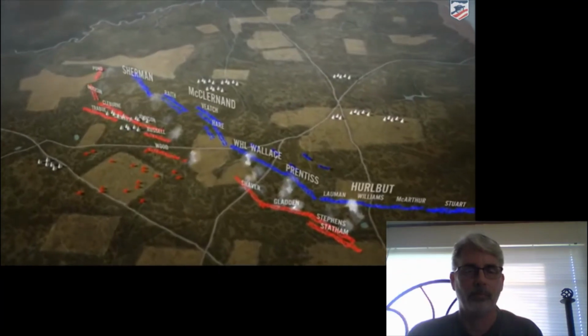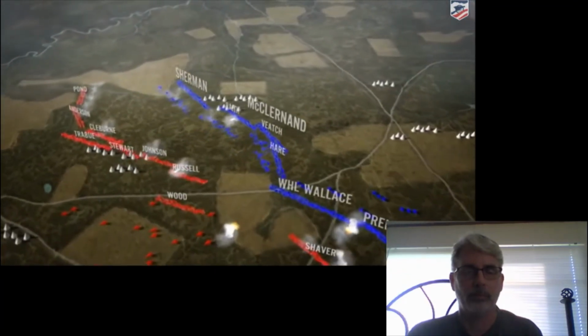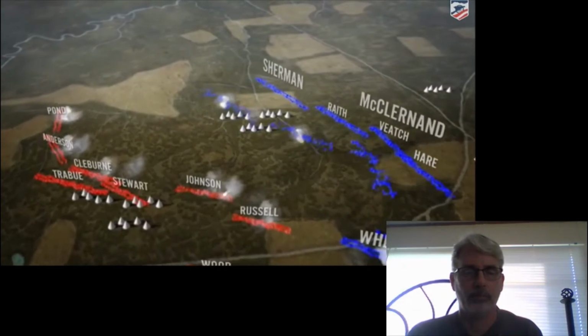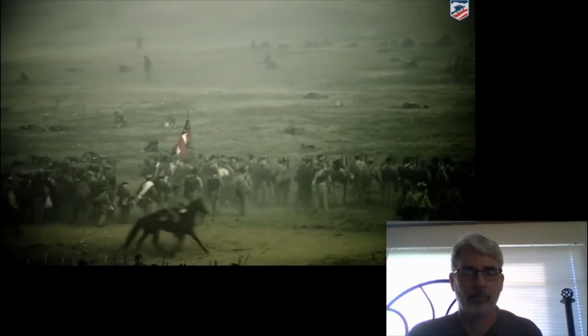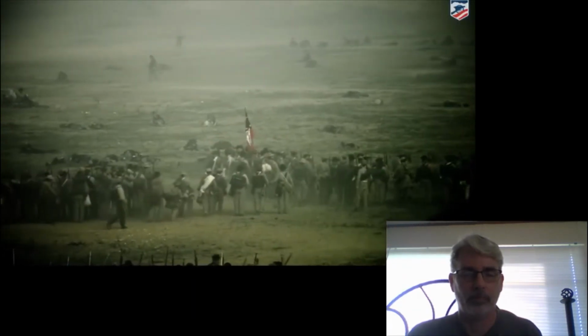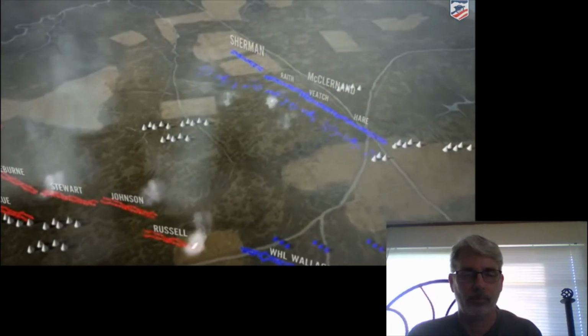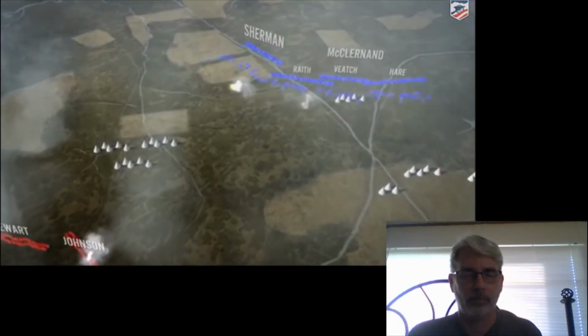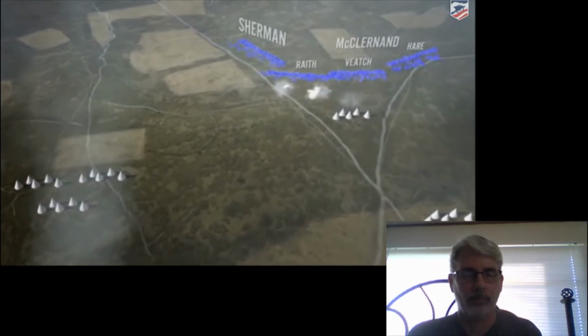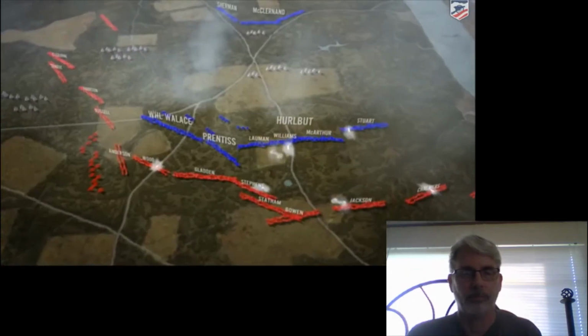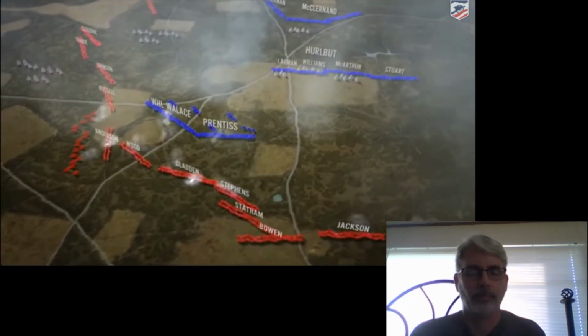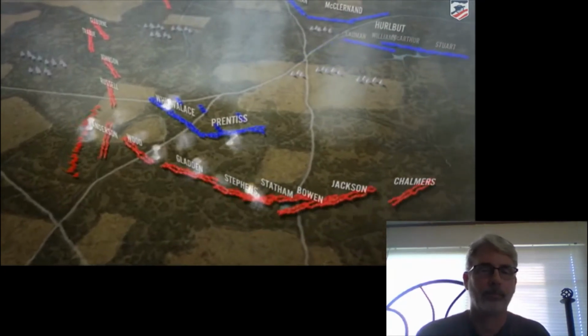Around 4, Sherman and McClernand, with depleted ranks and no fresh troops, fall back. Confederates pause their attack to get ammunition to the front lines. Sherman and McClernand reform along the heights of a rugged ravine. By 4 p.m., Hurlbut withdraws, forcing Prentice to refuse his left flank.